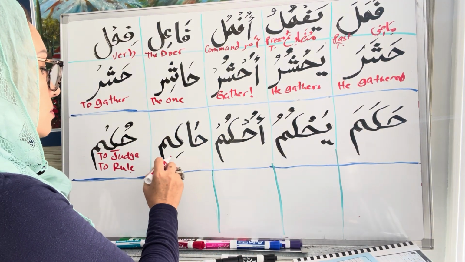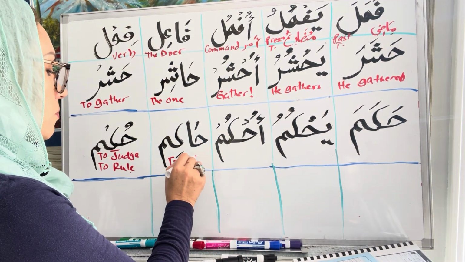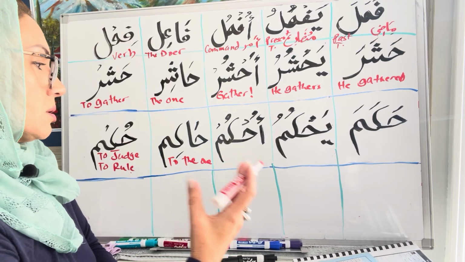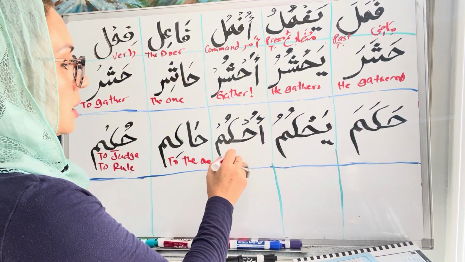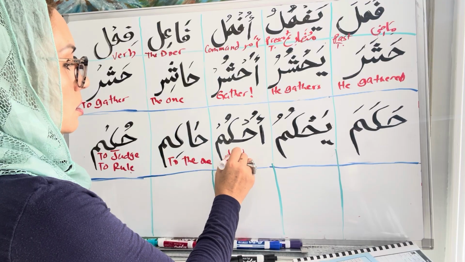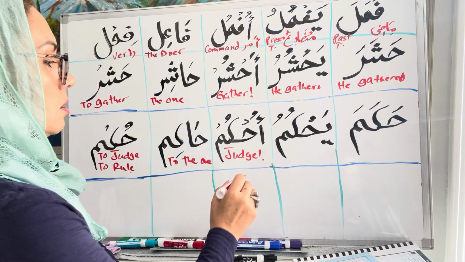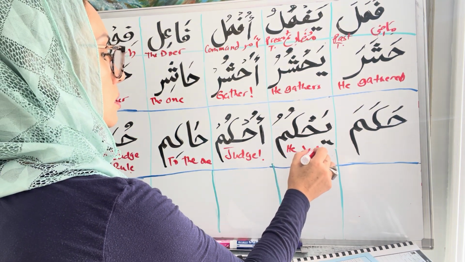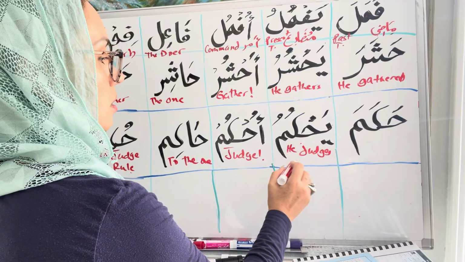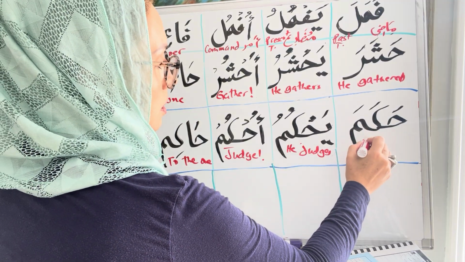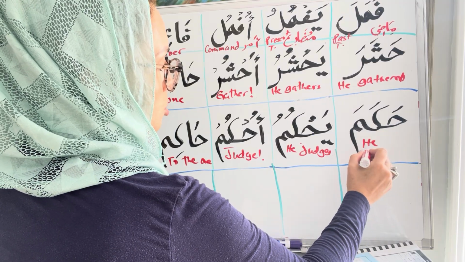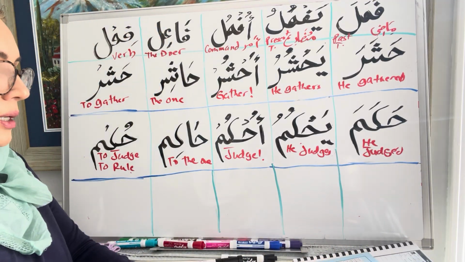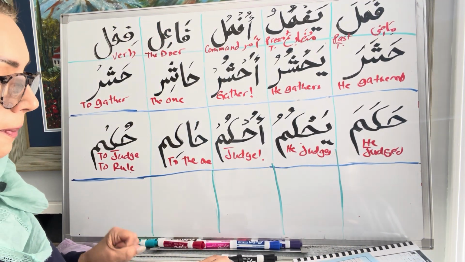So hakim is the one who does that, the one who is making the judge or the decisions, or the ruling. احكم, meaning to judge or rule. يحكم, he judges, and then this is past tense, he judged. All right, we got space for one more.